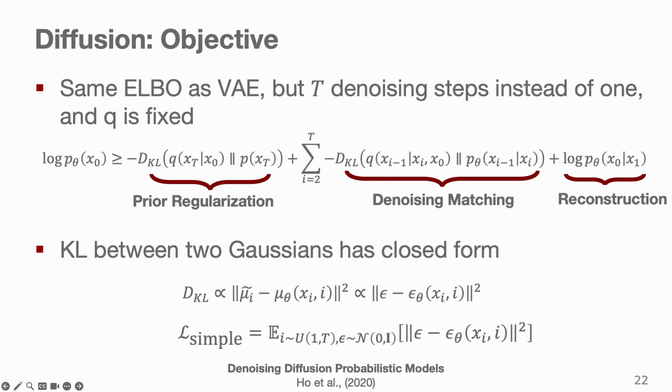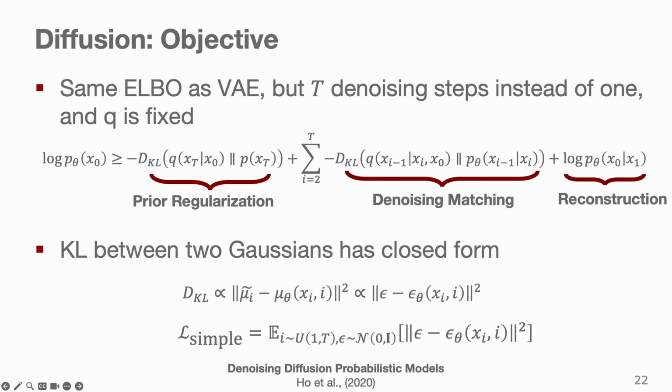Then the reconstruction term, we already had this before: how well can we recover? And then the big sum in the middle is the denoising matching terms. So this asks, at each time step, how well does our learned reverse process match the true reverse? One thing to note here is that because the forward and reverse distributions are Gaussians with the same variance, their KL divergence simplifies to the L2 distance between their means.